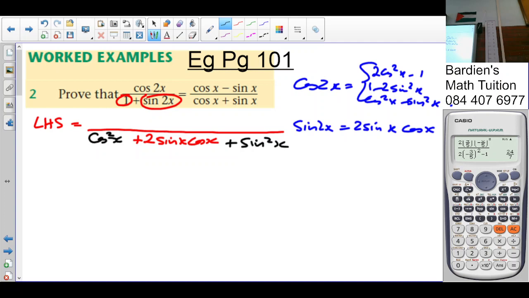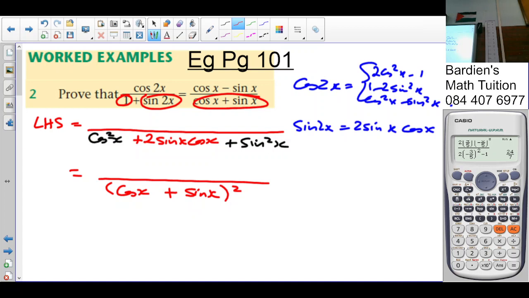Why do you think I'm writing it like this? This is a perfect square trinomial. So it's going to become cos x plus sin x times cos x plus sin x, which is cos x plus sin x squared. How do I know I was going to that? Because of what is on the side. I always keep my eye on the left and the right hand side. Okay.